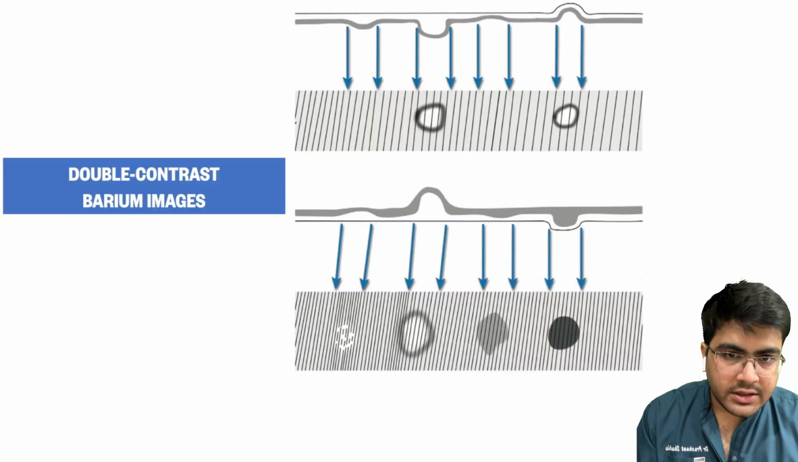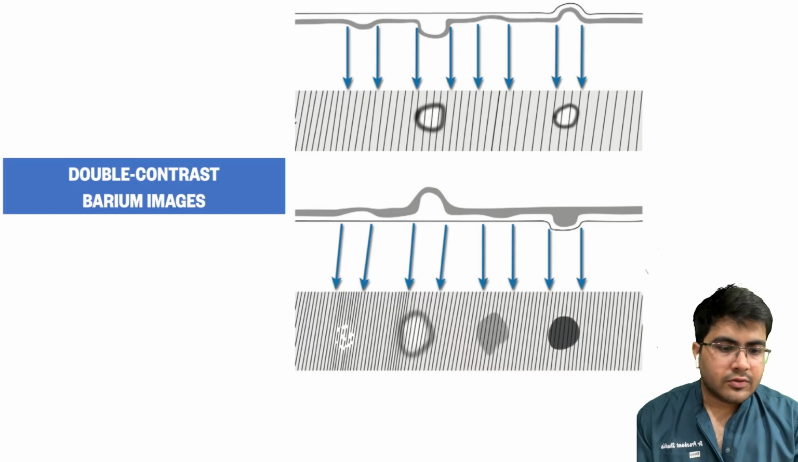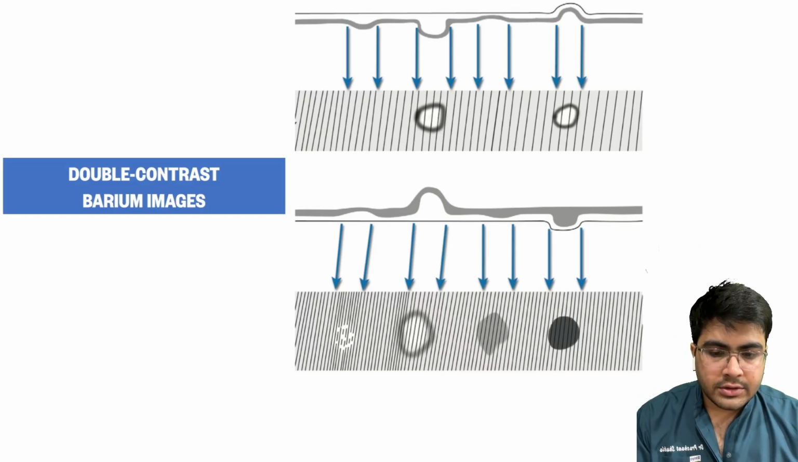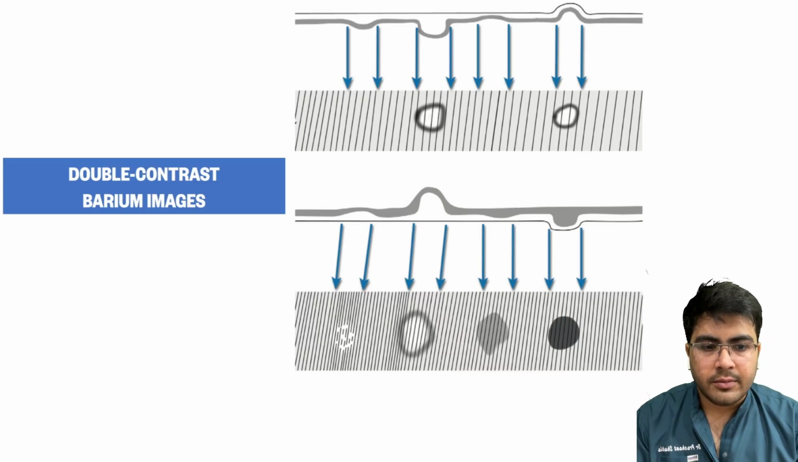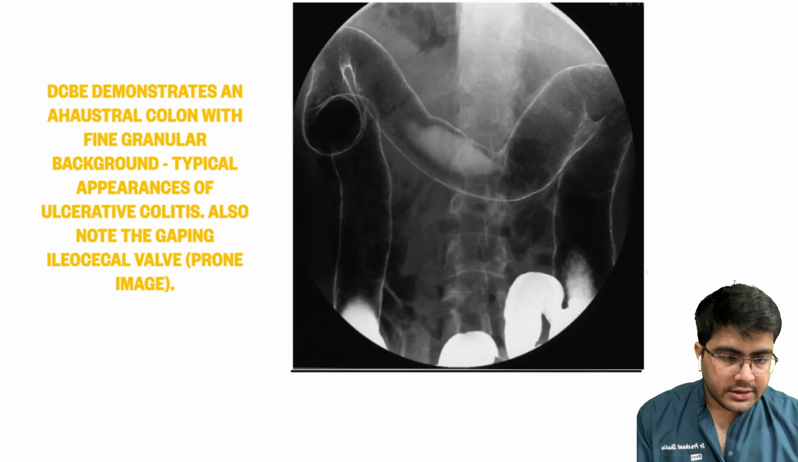So moving ahead with this image to the double contrast barium images. So in the double contrast images, what happens is we are using barium and air both to further increase the resolution of the image. Okay, so as we have seen in the Rigler sign, air can also work as a contrast. So the same principle has been employed here for the creation of a better image in double contrast barium images.